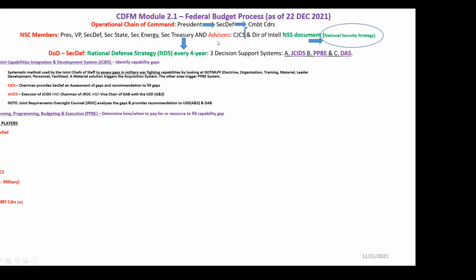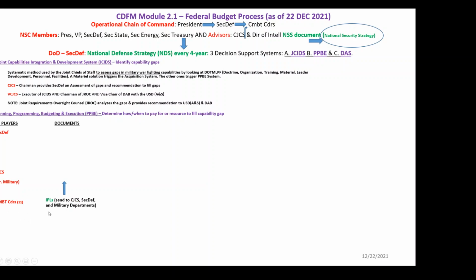But remember, in the National Security Council, I also said we have advisors. The Chairman of the Joint Chiefs of Staff plays a significant role when it comes to the PPBE process because he is your top military advisor. Anything military from those combatant commanders must go through the Chairman of the Joint Chiefs of Staff, for him to review it, assess it, and provide a recommendation to the Secretary. So how do the combatant commanders let their higher know what their capability issues are?